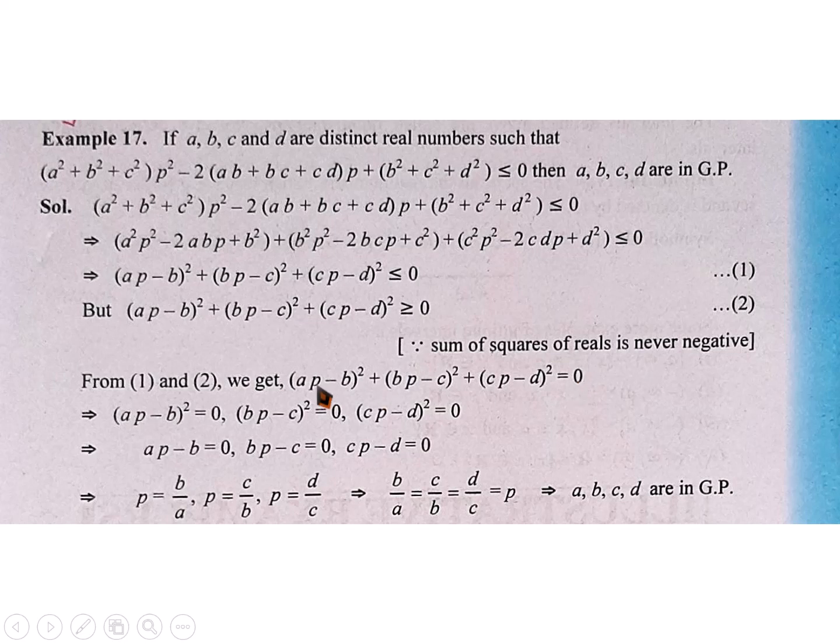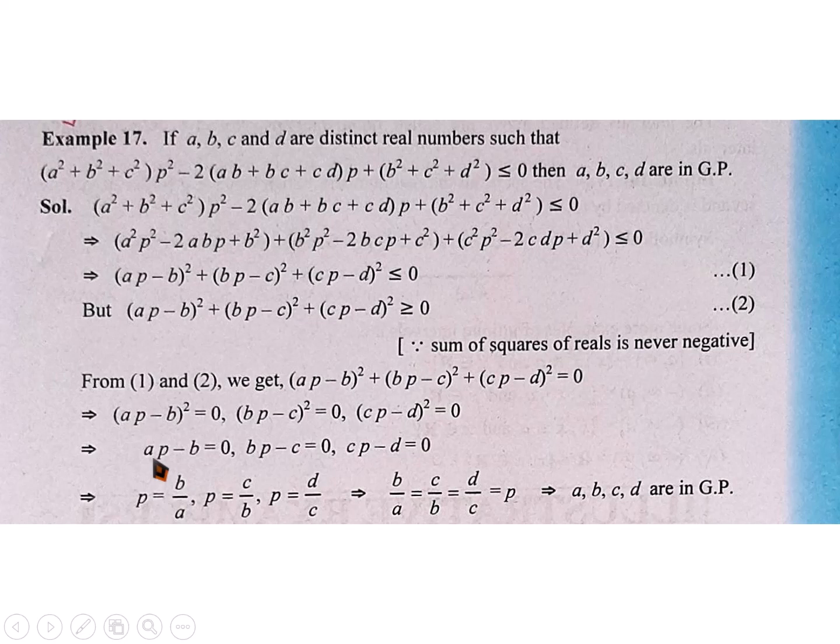So here is a sum of squares: a square of a real number plus a square of a real number plus a square of a real number, and the sum is 0. No term is negative here, but here is the sum 0. So the possibility is each term is 0. Here (ap minus b) whole square equals 0, (bp minus c) whole square equals 0, (cp minus d) whole square equals 0.